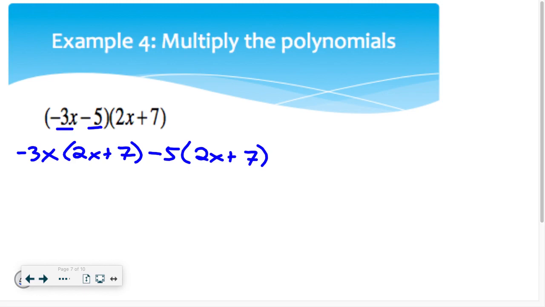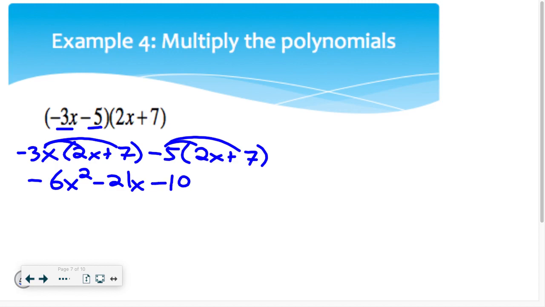So now I'm going to take negative 3x, multiply that by 2x and 7, and then negative 5 times 2x and 7. So you can see that it's going to be a negative 6x squared minus 21x. And then I have a negative 10x here and a negative 35. Once I've done that, you notice I have 2 terms that are like terms. They both are x to the 1st power. So let's put those together: negative 6x squared minus 31x and minus 35.